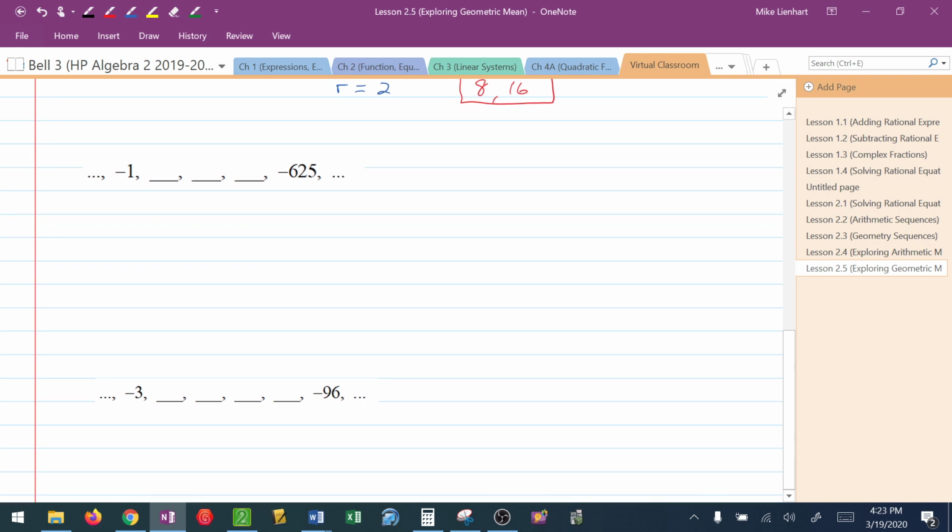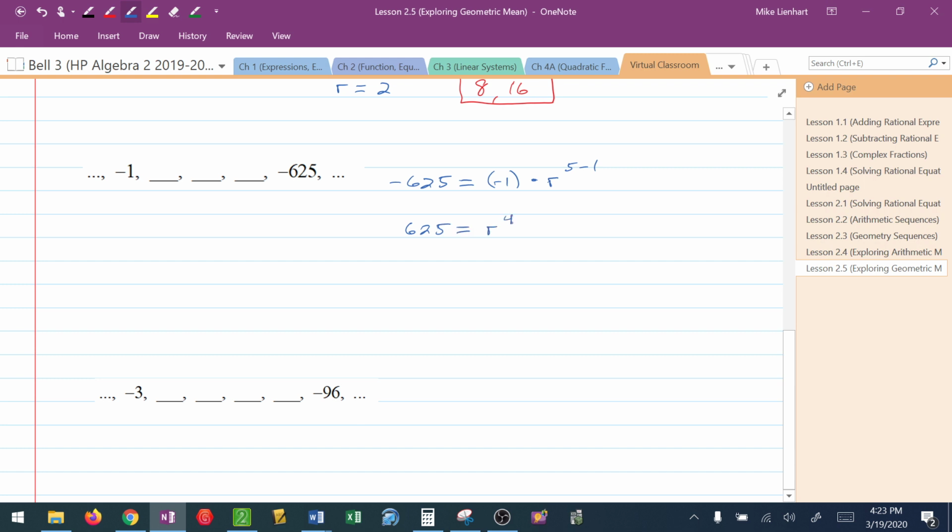All right, let's take a look at this. I'm missing 3 terms here. I'm not worried about it. All right, I know that the last term, -625, is equal to the first term, -1, times r to the, let's see, 1, 2, 3, 4, 5 positions, to the 5 minus 1 power. Divide by that a sub 1. So this would give me 625 is equal to r to the 4th.